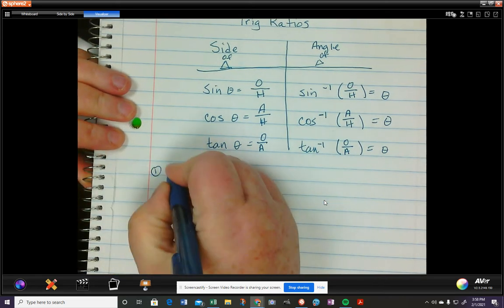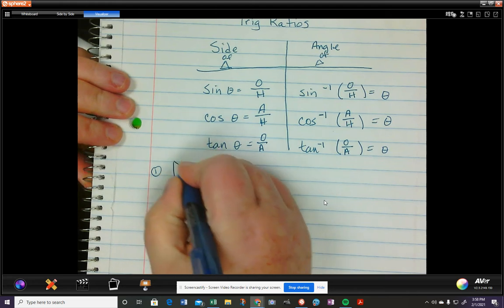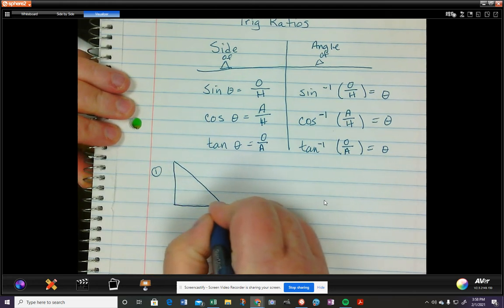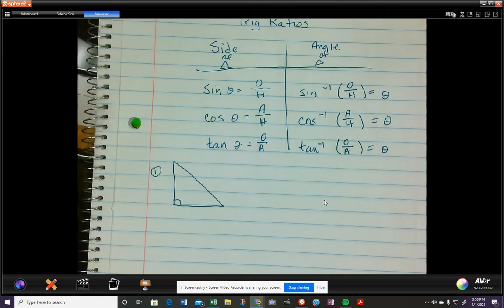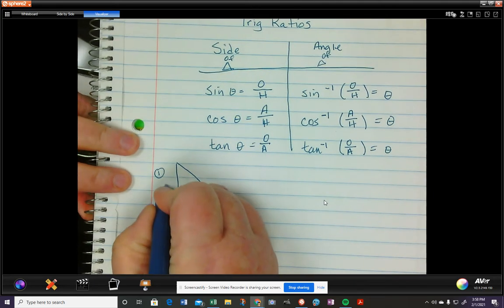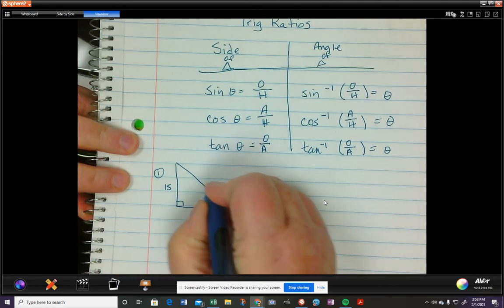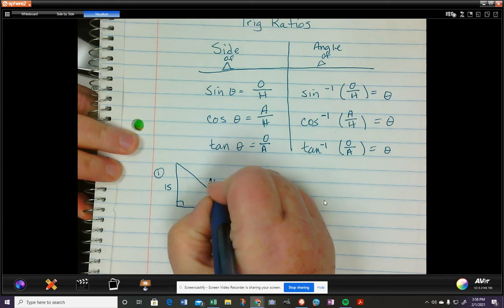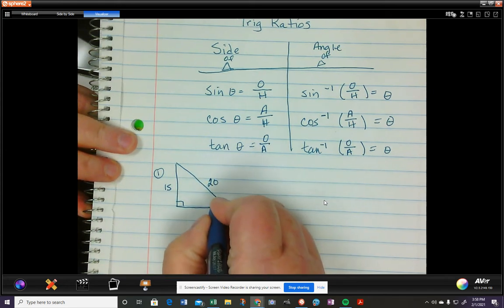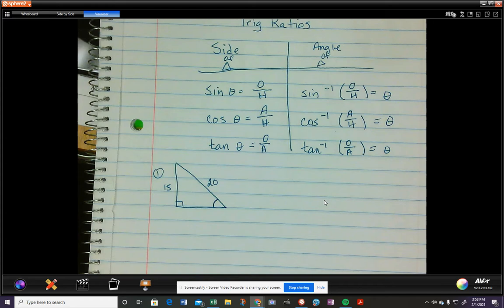Number 1, got this triangle. It's a right triangle. On the side, I've got 15. On the hypotenuse, I've got 20. And I don't know this angle. I want to know that angle. So how can I figure it out? I'm going to call it theta.